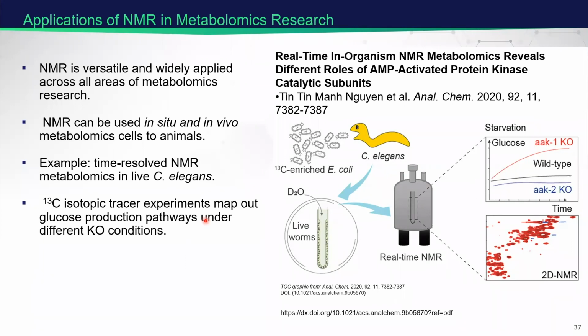It was real-time in-organism NMR metabolomics in a whole organism. So they took C. elegans, these worms, they fed it carbon-13 enriched E. coli. And as you can see in here, they put the live worms in an NMR tube, added a capillary with some D2O for the instrument lock, and measured 2D spectra. And from these, they were able to look at the changes in concentrations over time of several metabolites. In their TOC graphic, they just showed glucose, but there were other metabolites as well. And they were able to map out different glucose production pathways under different conditions where they knocked out these catalytic subunits. And so this is a pretty cool application of NMR in metabolomics, I think.